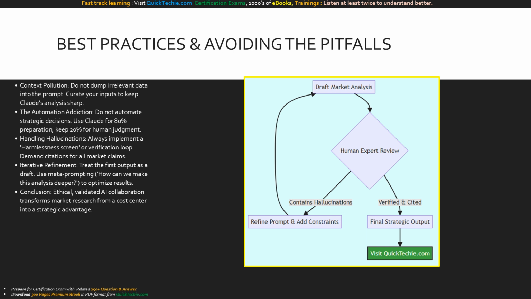This final flowchart solidifies our quality control loop. Every draft market analysis must hit the human expert review node. If you spot hallucinations or uncited claims, you loop back, refine the prompt, and add constraints. Once the data is verified and cited, it proceeds to the final strategic output.